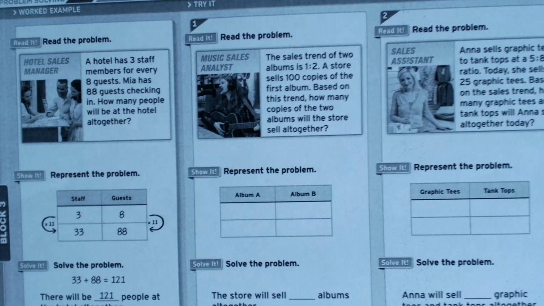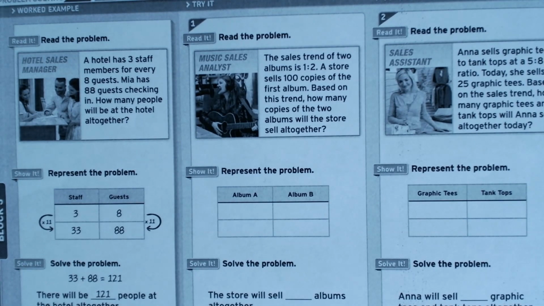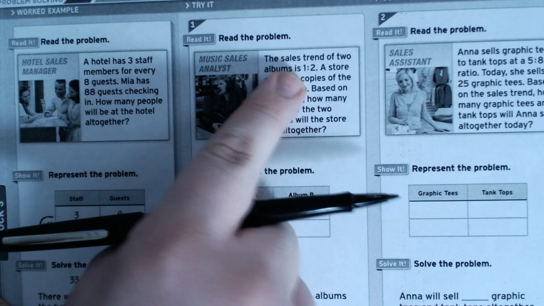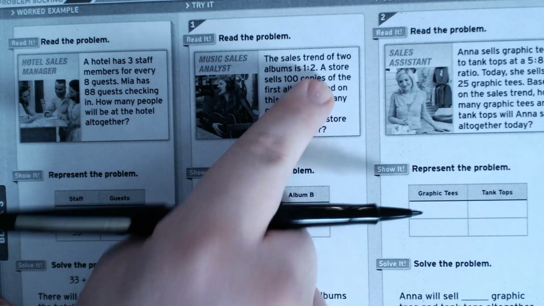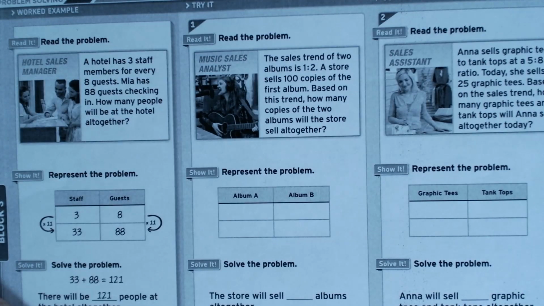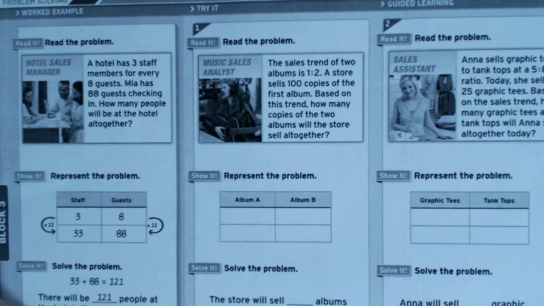So, number one, the sales trend of 2 albums is 1 to 2. So it sounds like for every, I don't know, what name of the singer? Okay, and another singer. Okay, so for every Drake album that sells, there's 2 Taylor Swift albums that sell. A store sells 100 copies of the first album, of the Drake album. Based on this trend, how many copies of the 2 albums will they sell altogether?